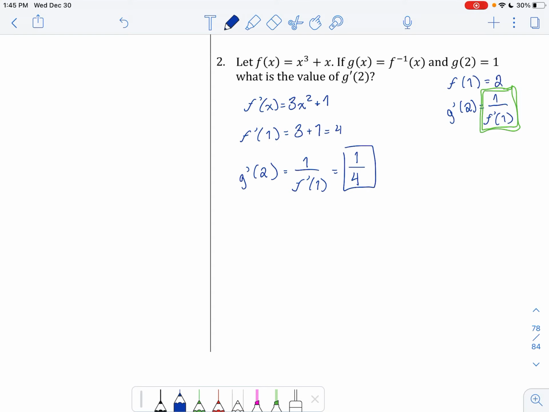Work from the worksheet. As I said, the answers will be posted on Google Classroom. And please let me know if you have any questions or concerns about anything to do with inverses.